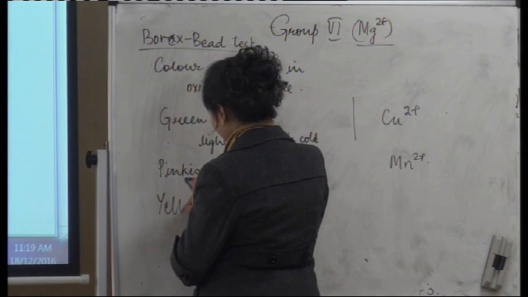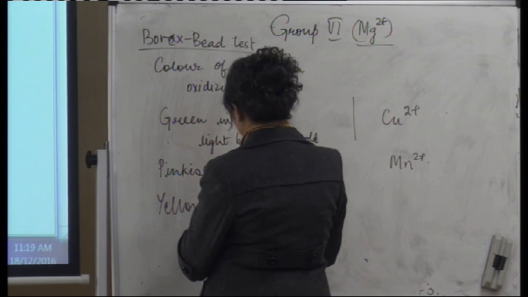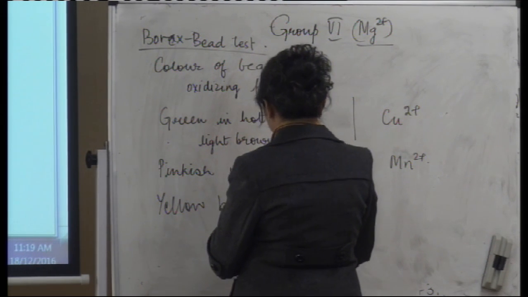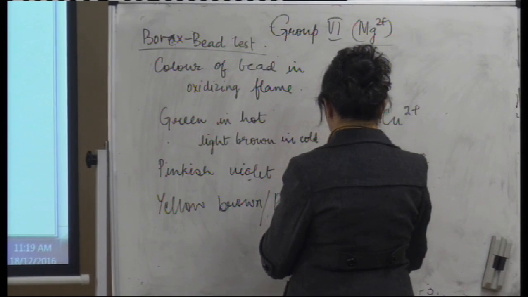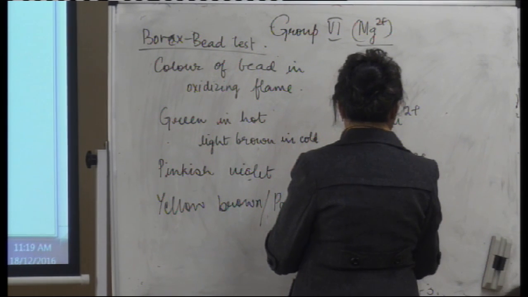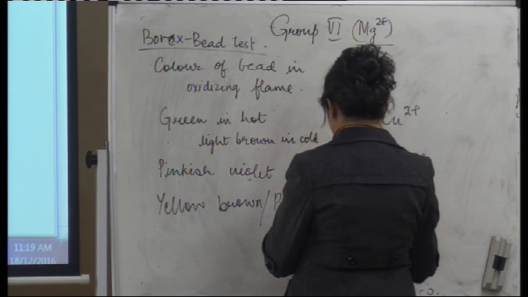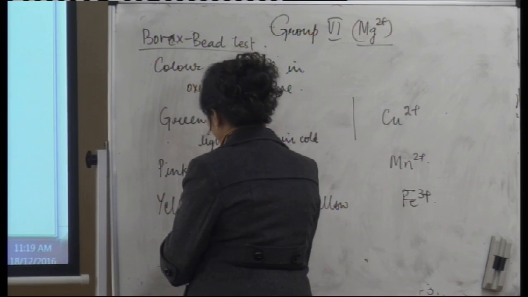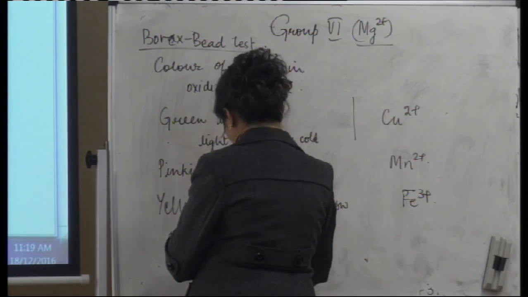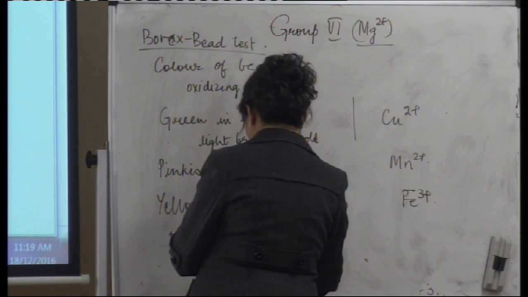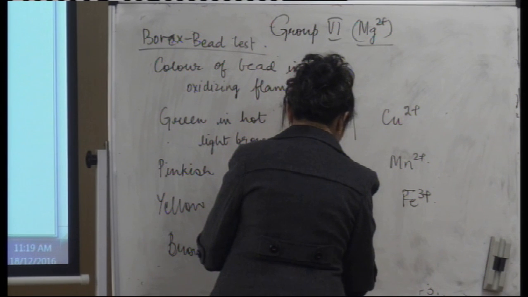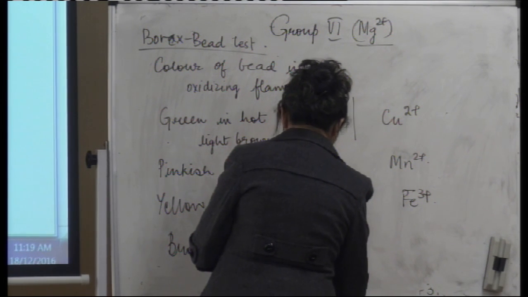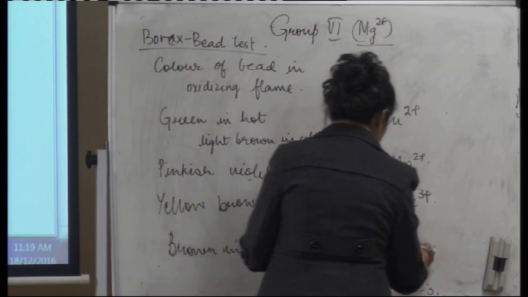Whenever you have a yellow, brown or a pale yellow, then it is your Fe3+. Whenever you have brown in hot and pale brown in cold, then it is nickel.